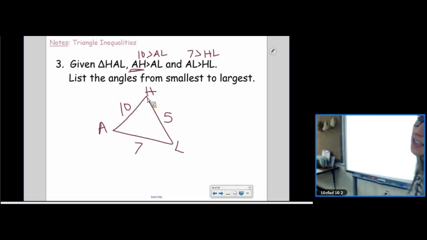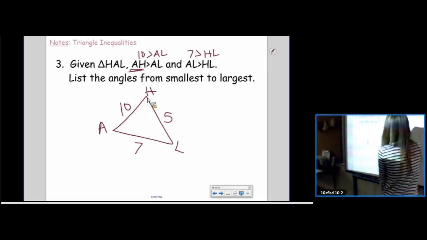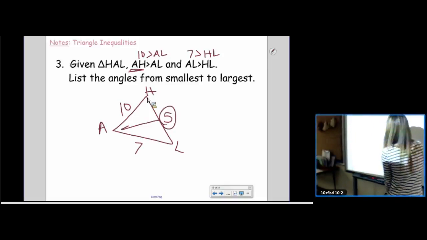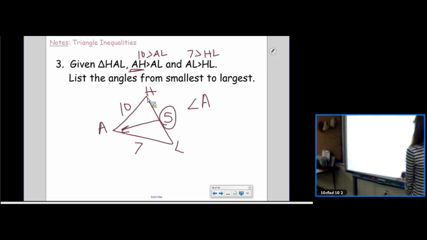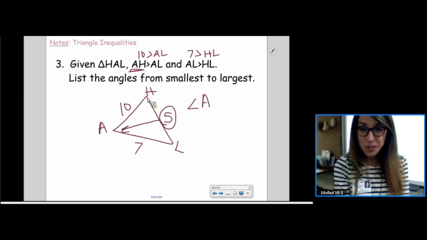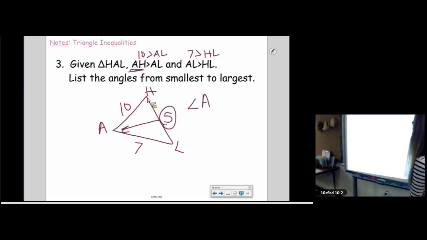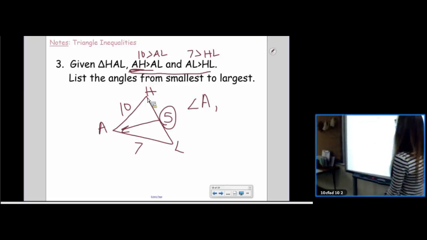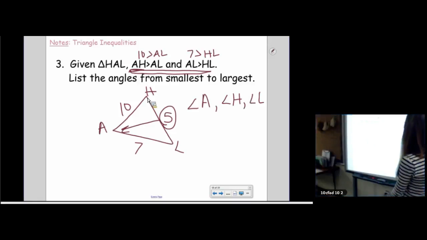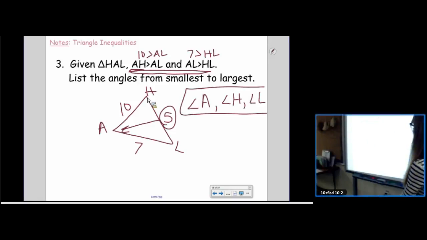lengths. Now I need to list the angles from smallest to largest. Smallest side is across from the smallest angle. So I don't know what HL equals, but I do know it's the smallest side because I made up numbers to help me. I could have also just listed the sides using these right here. I could have listed them from smallest to largest. My medium angle would be H, and my largest angle would be L, appropriately. L for largest angle.